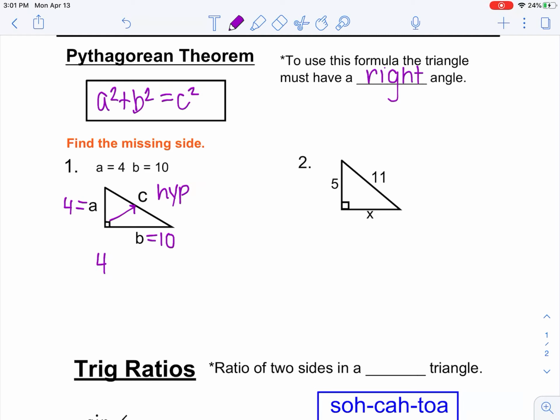To solve for c, we can take the square root of both sides. And let's round to the nearest hundredth. So we get 10.77 equals c. And then make sure you go ahead and rewrite your answer with the variable on the left.